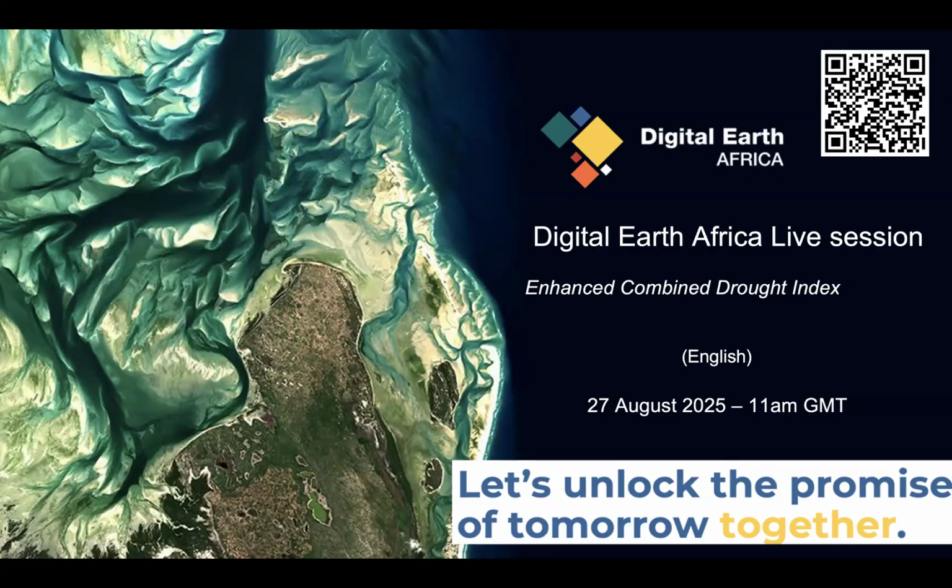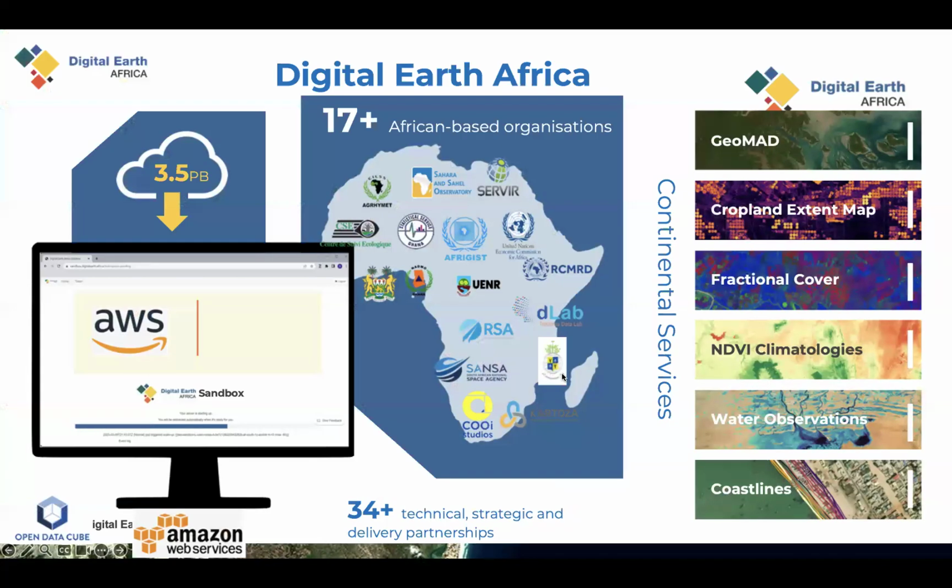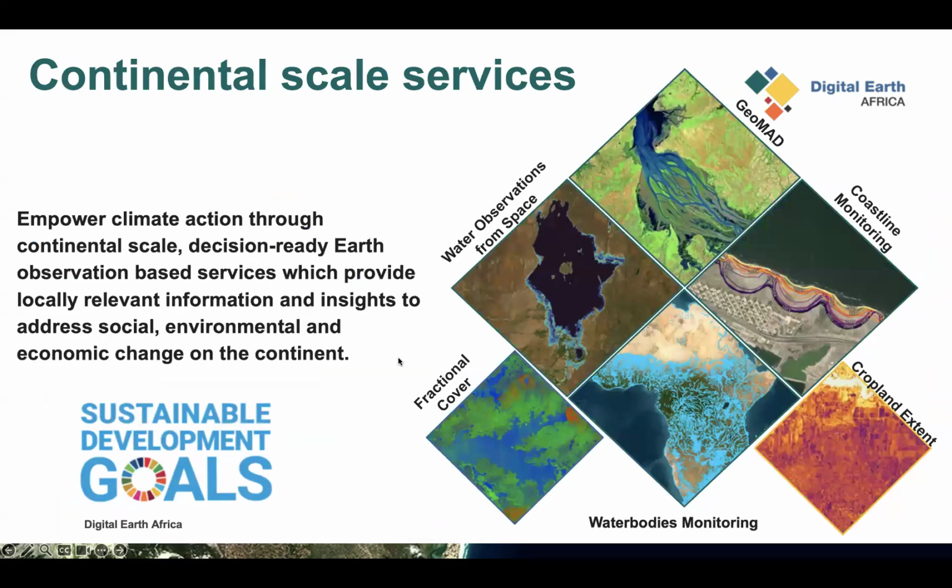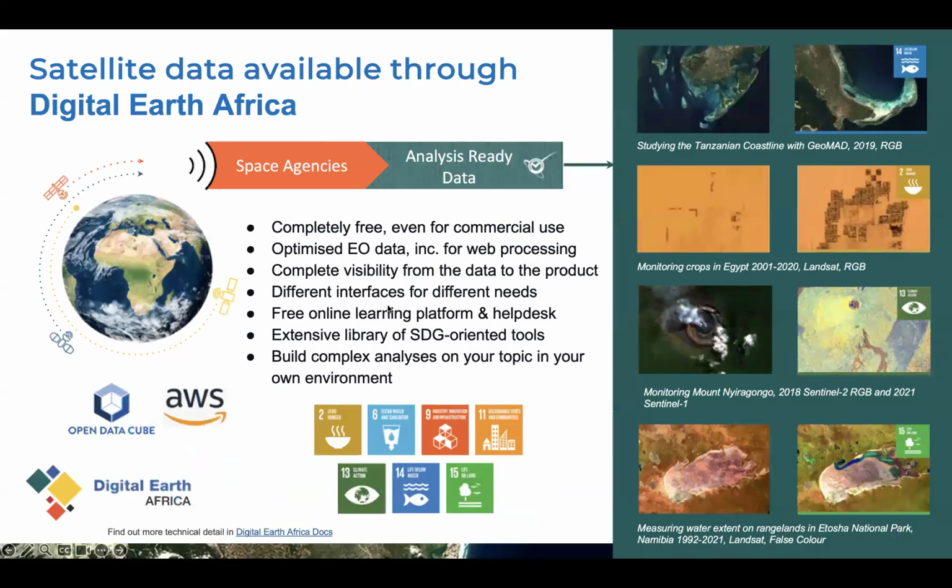We'll be talking about Enhanced Combined Drought Index and its applications. Our program has just celebrated 6 years, and we're working with partners across the continent. Some of these continental services have been very useful because of the good collaboration with partners, looking at water observation from space, cloud-free mosaics, and the coastline. These continental services continue to help different countries in addressing their national development agendas, including drought as one of the topics.